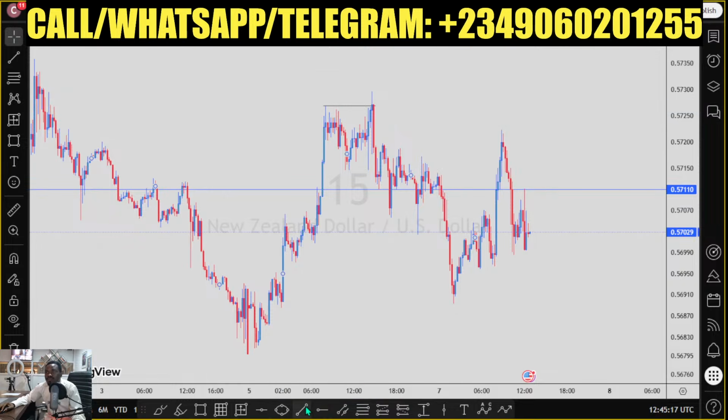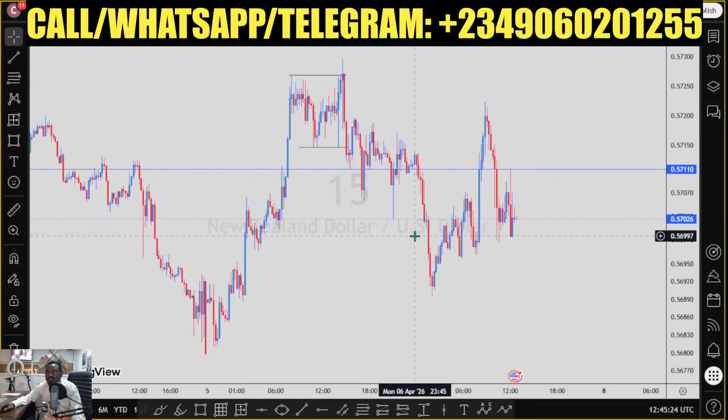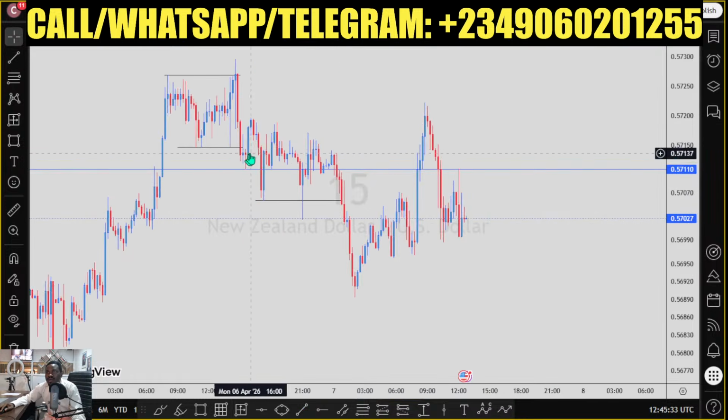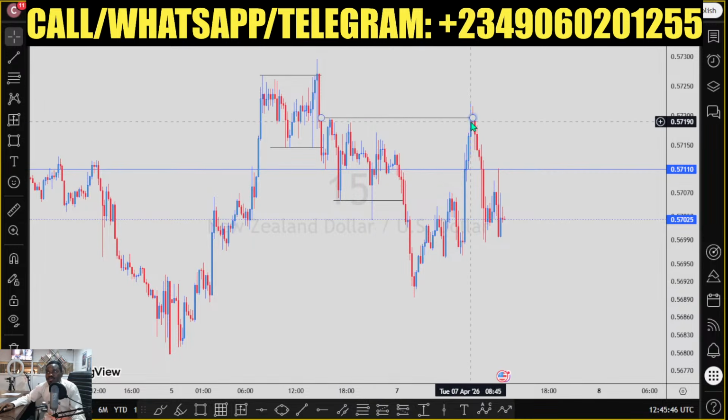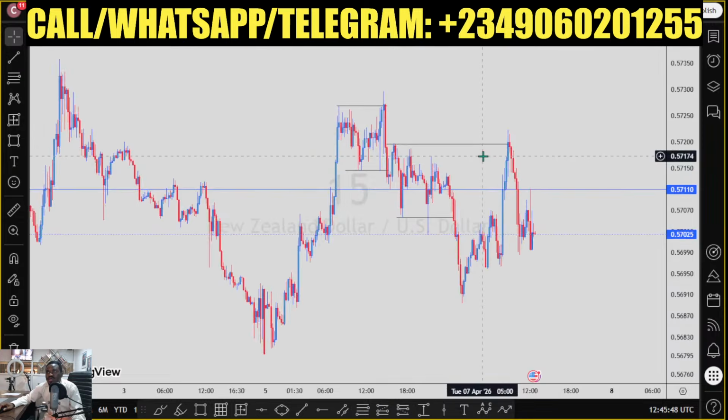Sweep of liquidity there. Internal market structure shift in direction of the daily and weekly momentum. Another break of structure. After we have our internal market structure shift, we have a pushback, which is usually a trap zone. Market went all the way down, and this was the entry zone this morning around 9 a.m.